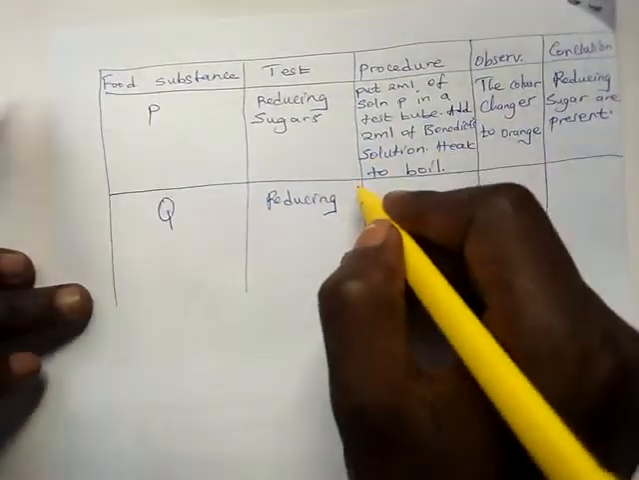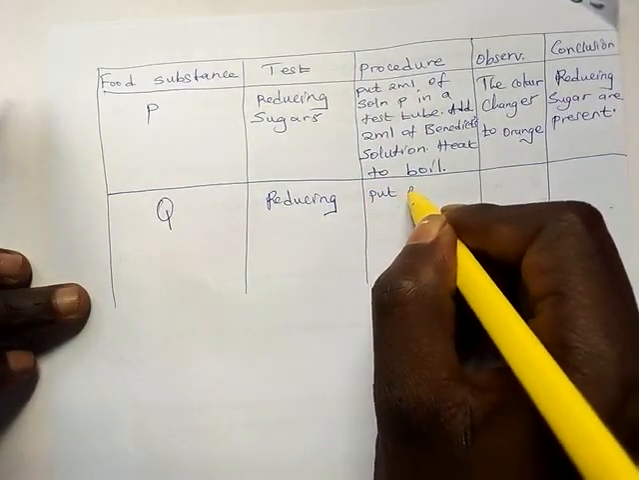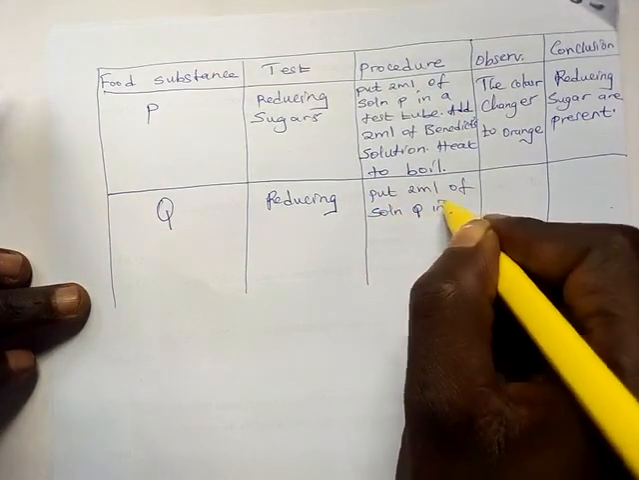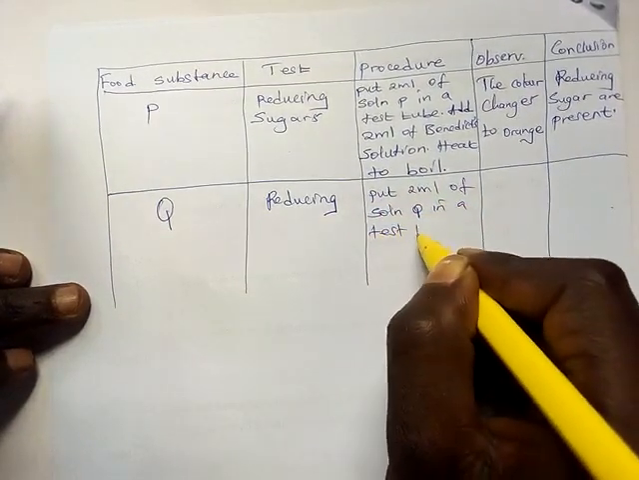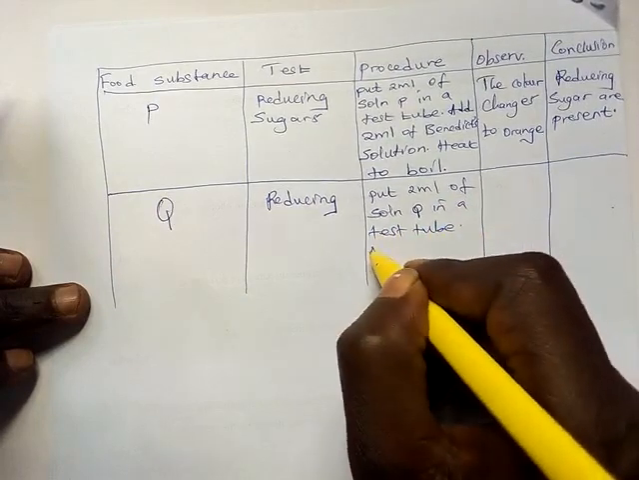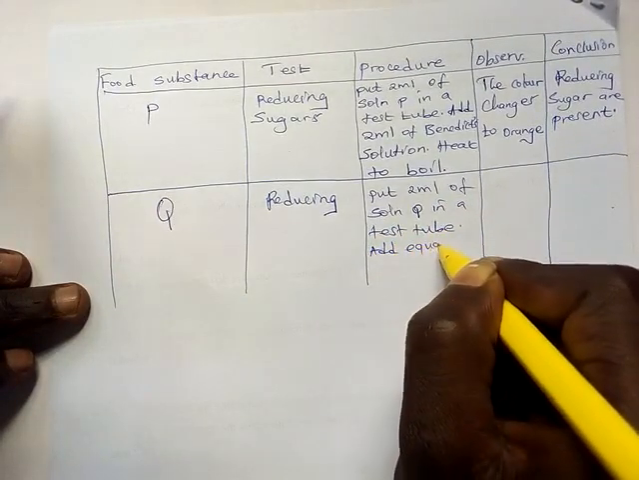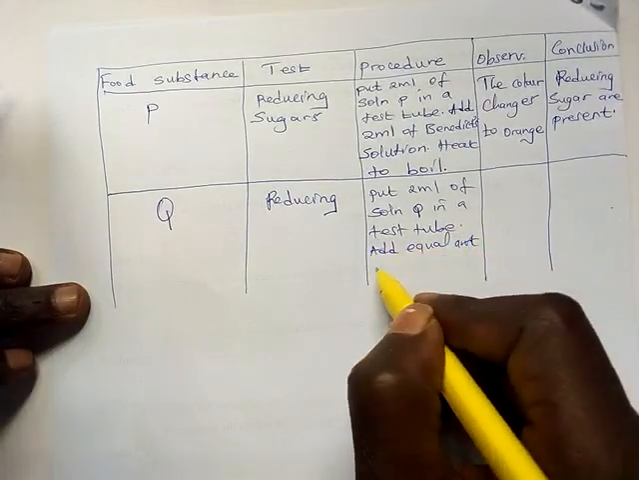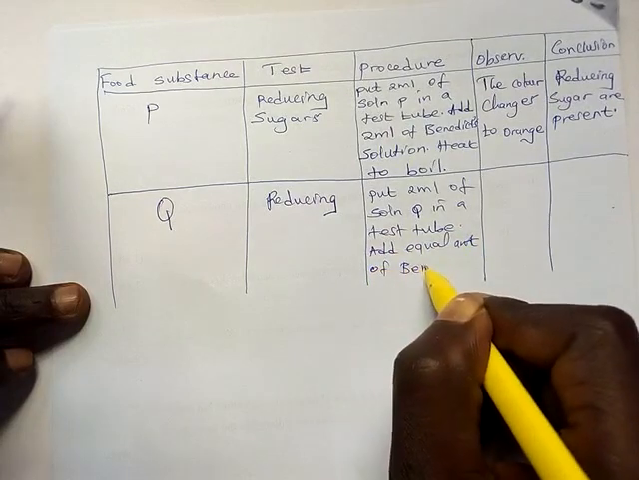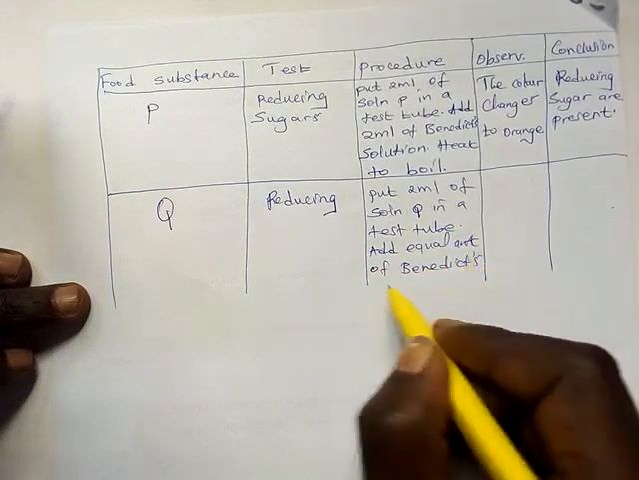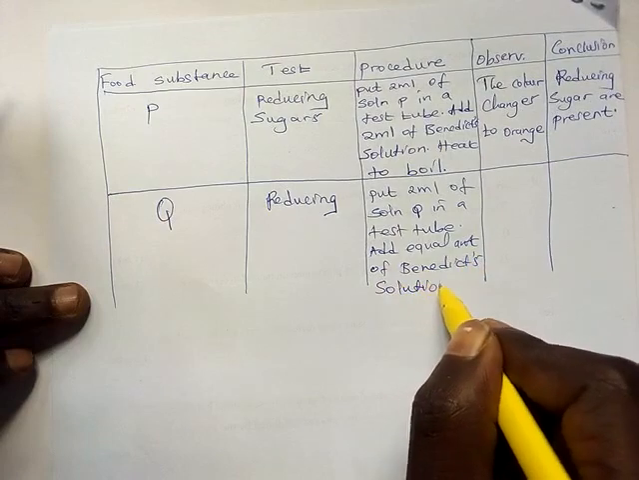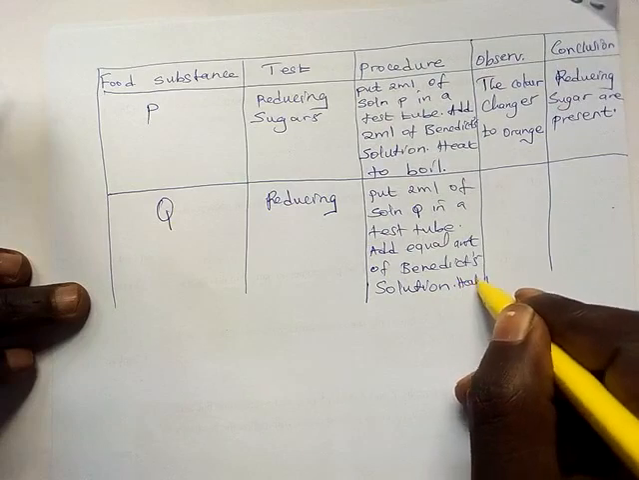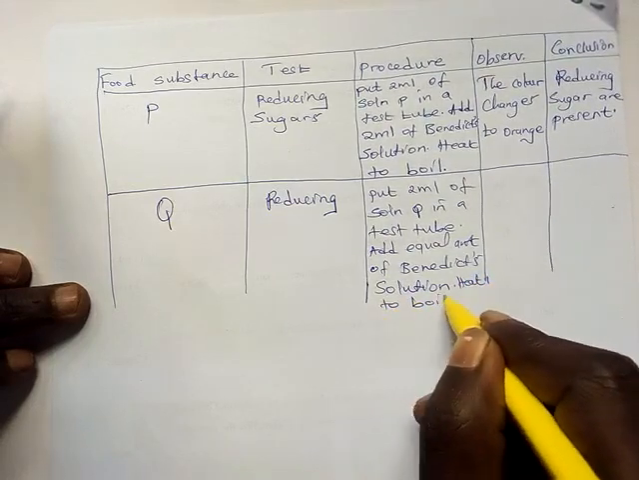Then we repeat our procedure. Put 2 ml of solution Q in a clean test tube, and then you add an equal amount of the Benedict solution. Then you heat to boil.